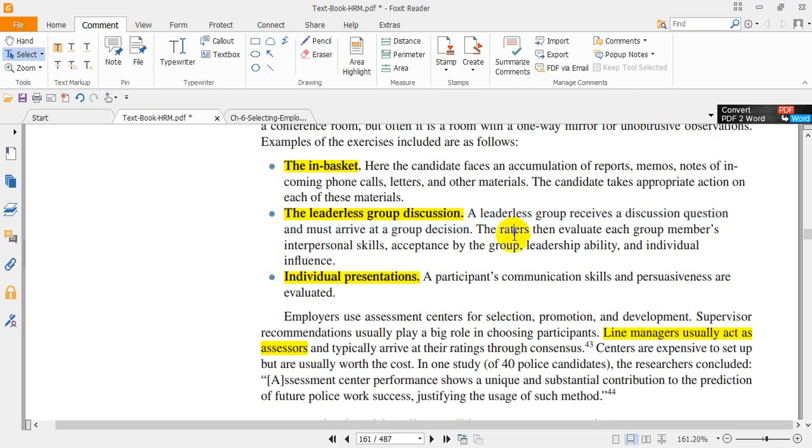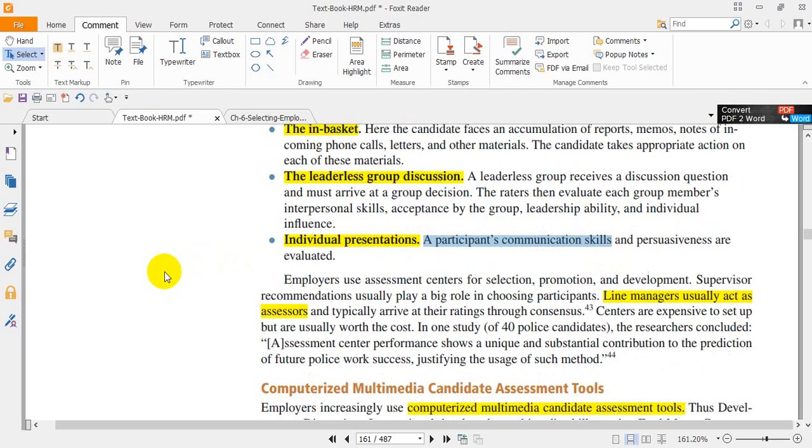The rater or assessor, the employer, then evaluates each group member's interpersonal skills, acceptance by group, leadership ability, and individual influence. Individual presentation tests a participant's communication skills. In this form we need to test or evaluate the communication skills and other skills.